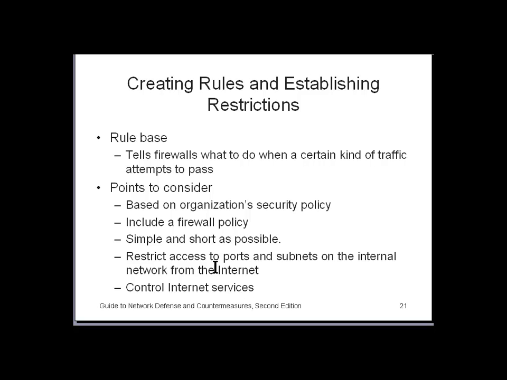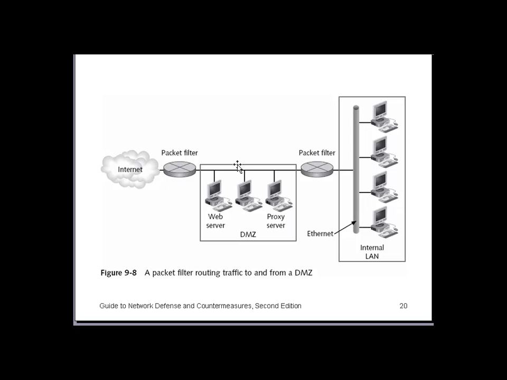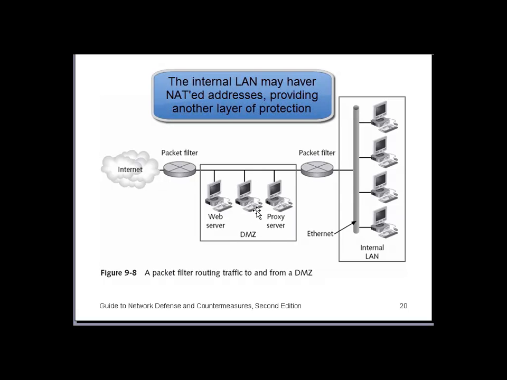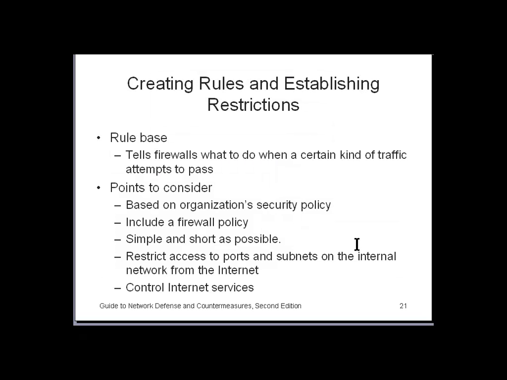We want to restrict access to ports and subnets on the internal network from the internet, of course, and that's what I was saying here. However, if you have a virtual private connection that's allowed to be established, and this might be a VPN server, then you might want people out here to be able to establish and authenticate to this VPN server and then access this internal network. And of course, you use the firewall rules to control internet services.